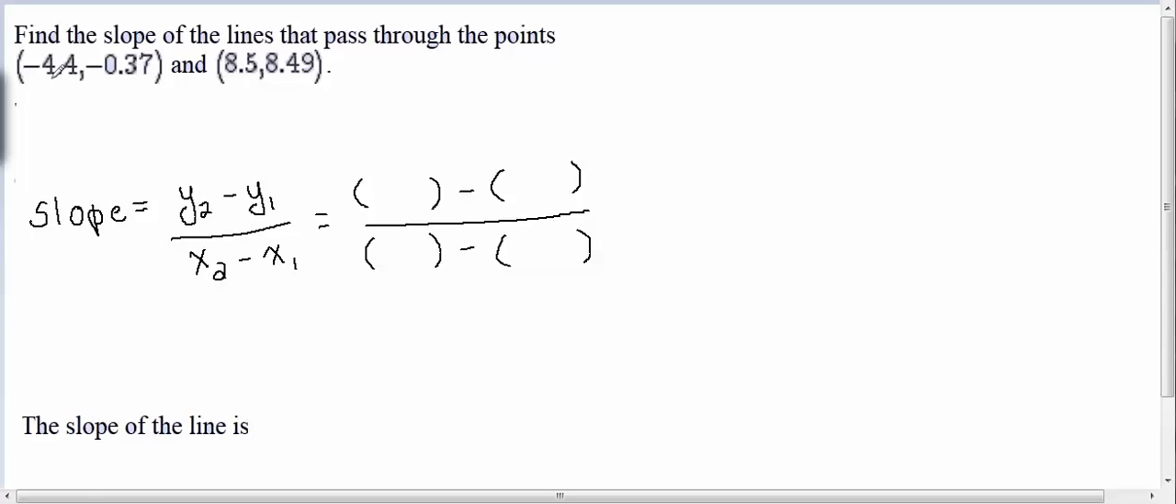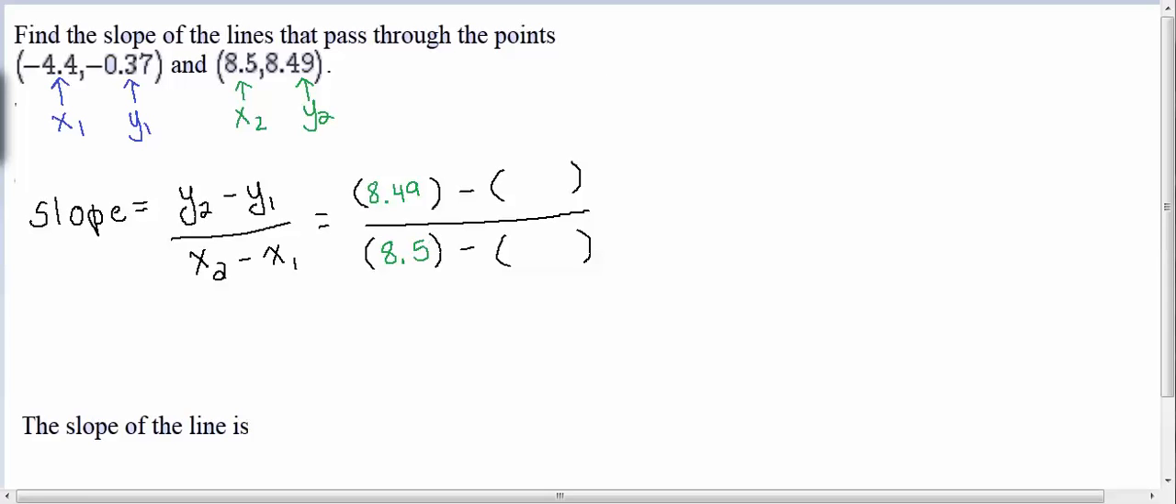So first, I like to label the values very clearly in my original problem. Here is going to be my first x and my first y. And then here is my second x and my second y. And now I can go ahead and plug them in. The first thing I need to plug in is y2, so that was 8.49. And below that goes x2, which was 8.5.